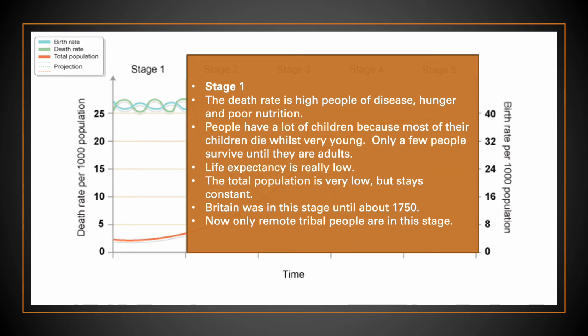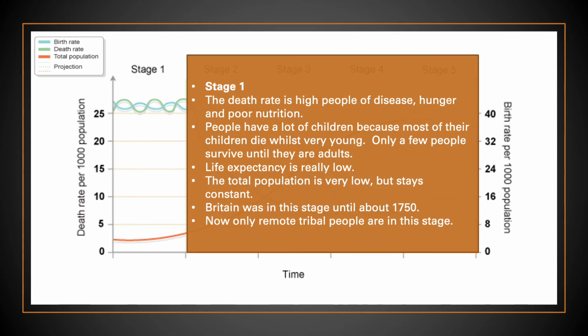Because of that, life expectancy is really low. Most children don't survive until they are adults. Now that means that people have lots of children. They need to have lots of children because most of them will die before they grow up, and also they need children to work. Okay, so children help you work in the fields, they help grow crops, they help your family survive. So it's very important to have lots of children.